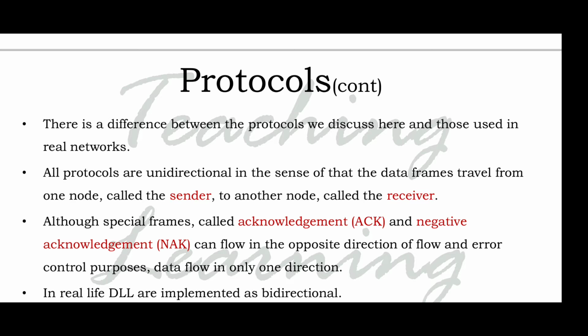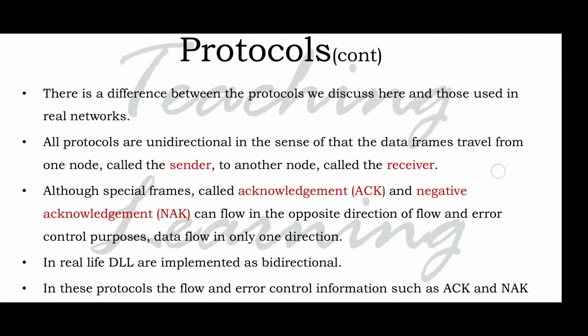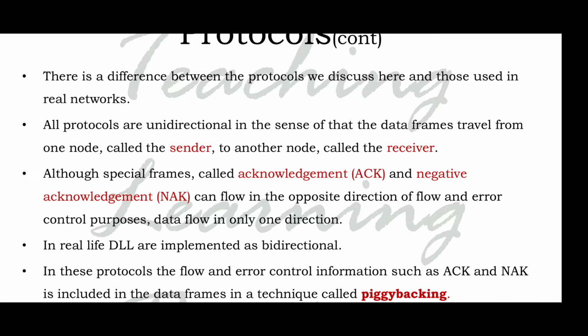That means data goes from sender to receiver, or receiver to sender. Normally, in real life, it is bidirectional. The sender can send data to the receiver, and the receiver can send acknowledgement to the sender also. Here it is unidirectional, one-way communication, at a time. Special frames called acknowledgement frame, ARQ, and negative acknowledgement frame, NAK, can flow in the opposite direction for flow and error control purposes. Data flows in only one direction. To ease our task, we are doing this as unidirectional, while in real life the DLL is implemented as bidirectional.